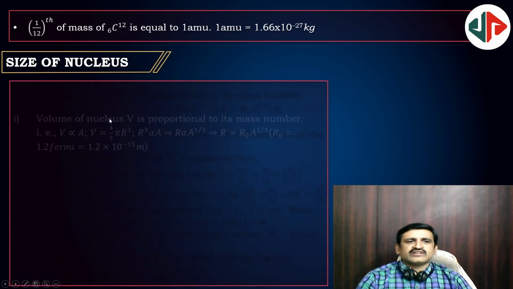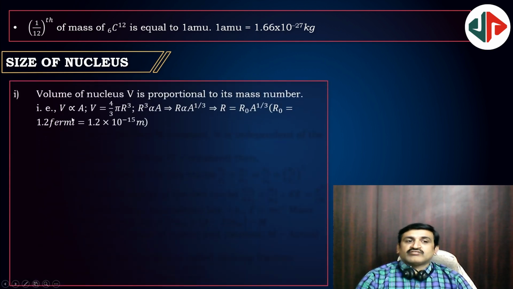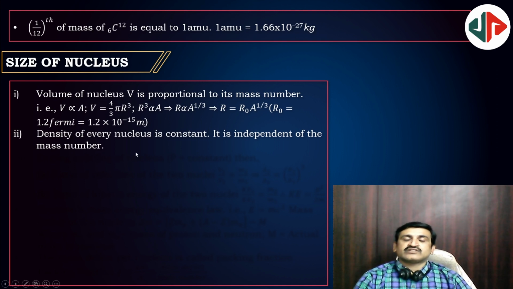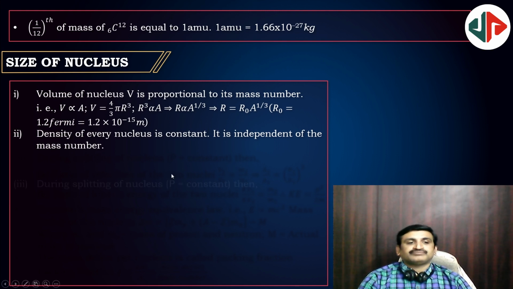The size of the nucleus is given by volume proportional to mass number. So V is proportional to A, and volume is proportional to R cube. So R cube is proportional to A, and R is proportional to A power 1 by 3. This will give you the size and mass number relation. The density of the nucleus is uniform irrespective of the mass number or atomic number. The density of all nuclei is the same.